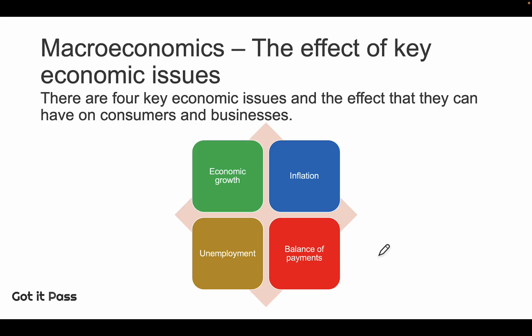After explaining the economic cycle concept, here are 4 key economic issues that I would like to draw your attention to, because you have to remember how they affect both consumers and businesses. First, economic growth is one of the key economic issues. Second is inflation. Third is unemployment. And the fourth issue is balance of payments, also known as BOP. We will explain these 4 issues one by one.